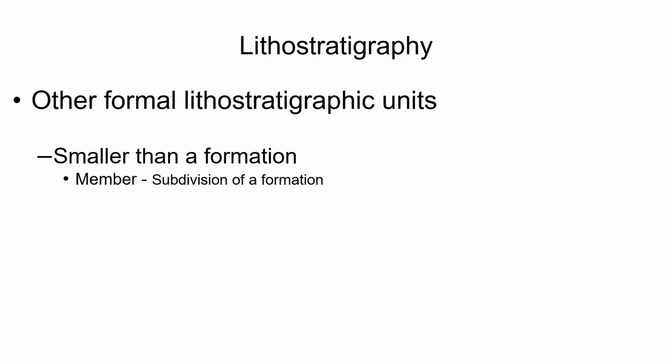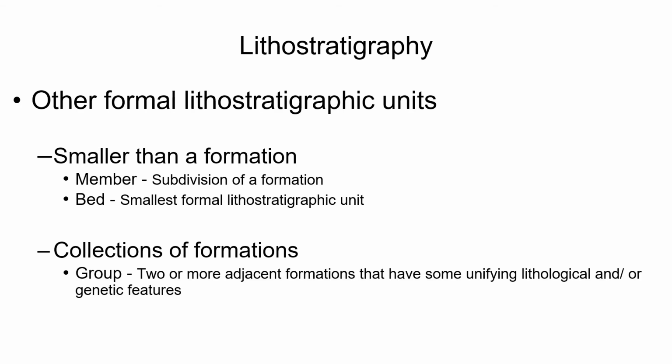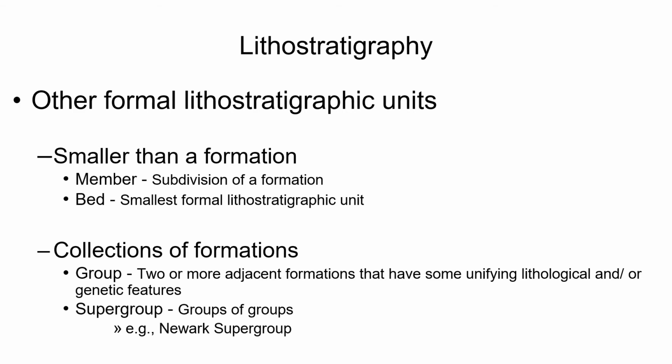All of our other formal lithostratigraphic units are based on the formation. If they are smaller than a formation, we call it a member, which is how we further subdivide those. Members are broken up then into beds. So it's the smallest formal lithostratigraphic unit. Or we can have a collection of formations into groups, where we have two or more adjacent formations that have some kind of unifying feature. Sometimes we call it a genetic relationship. And we can put groups into supergroups, such as the Newark Supergroup.